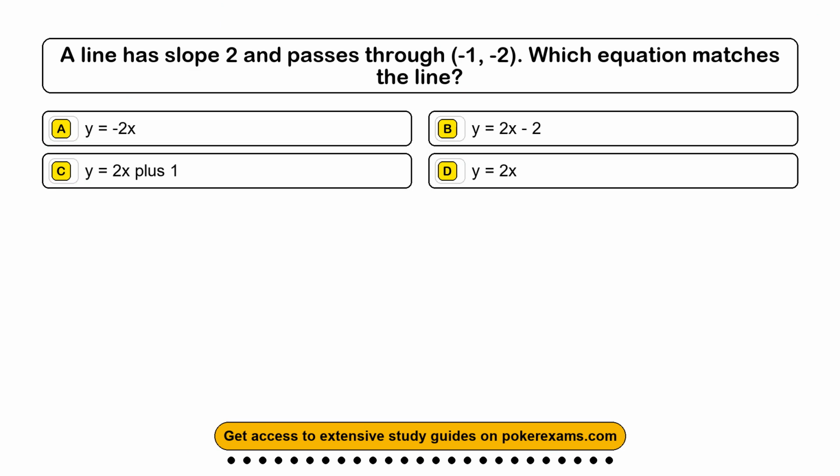Question 14. A line has slope 2 and passes through (-1, -2). Which equation matches the line? Option A, y equals -2x. Option B, y equals 2x minus 2. Option C, y equals 2x plus 1. Option D, y equals 2x.